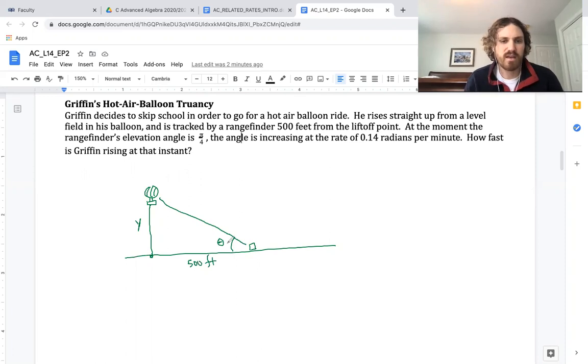Okay, so I've got theta here because that's changing. I've got y here because that's changing. I can put 500 because it's not changing. Okay, so we've got a good picture. Now let's write down some things we know.